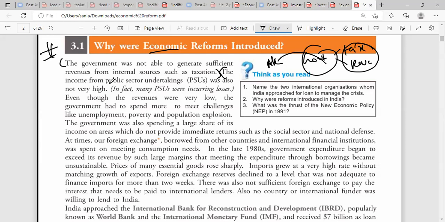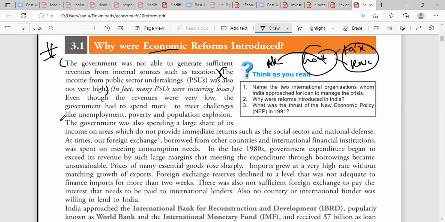Second, the income of public sector undertakings was not very high. Public sector, you already know, is the government sector. So basically, whatever the government sector was running, hospitals, schools and all that, their income was not enough. Clear? Even though the revenue was very low, the government had to spend more to meet challenges like unemployment, poverty, and population explosion. The government was also spending a large share of its income on areas which do not provide immediate returns, such as the social sector and national defense.